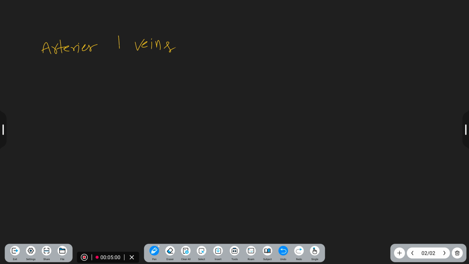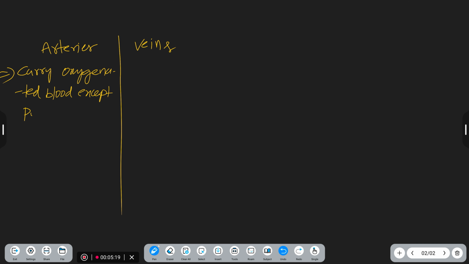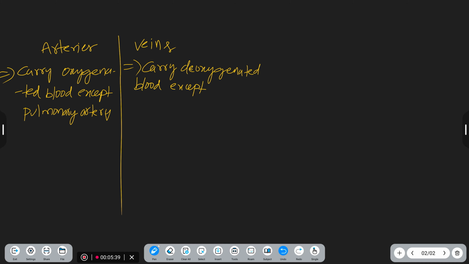Now the differences between arteries and veins. Many times they ask this question, so it is very important. The first point, as we discussed: arteries carry oxygenated blood except the pulmonary artery, and veins carry deoxygenated blood except the pulmonary vein.